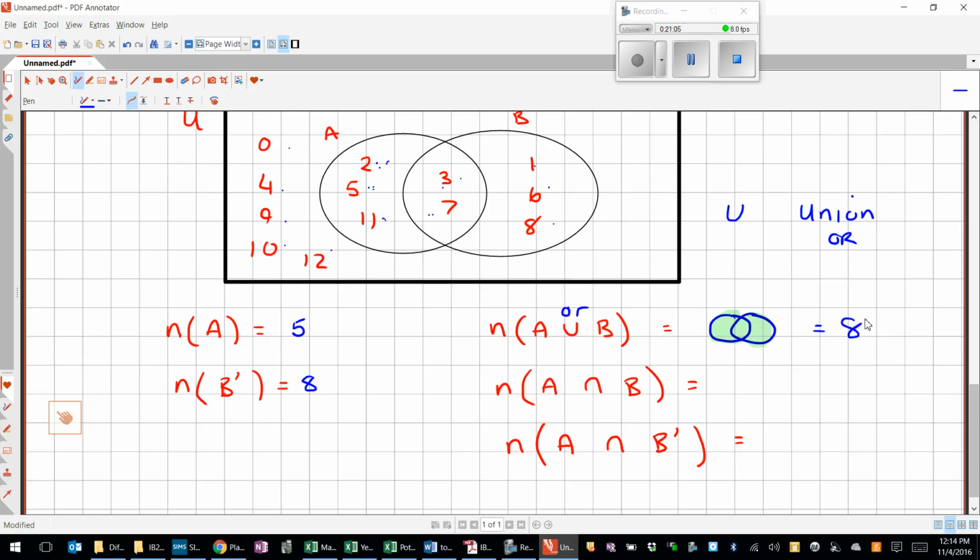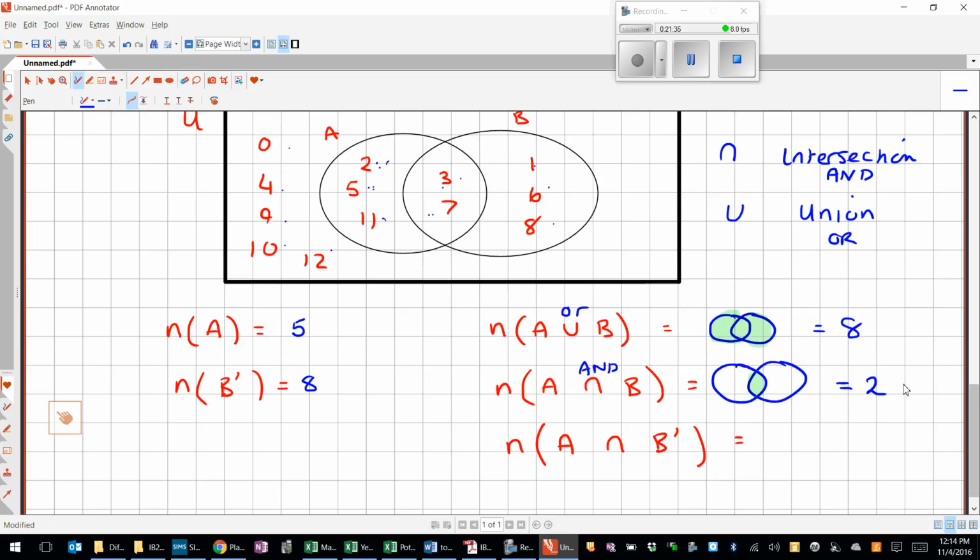This symbol here means intersection, and it's the word and. So we say what is in A and in B. So that is, if we have the circles, just that region in the middle. Just there. So we would have 2 in this case.